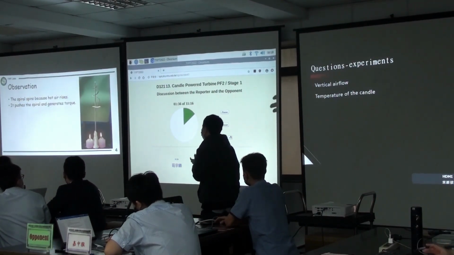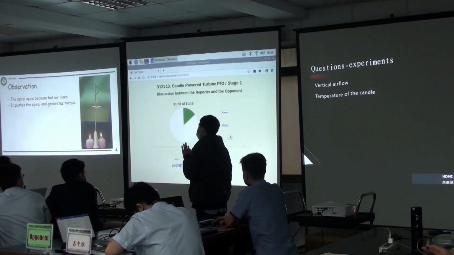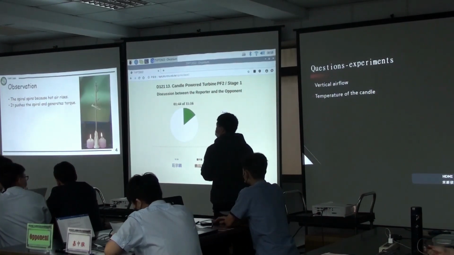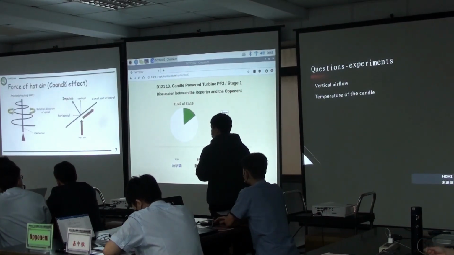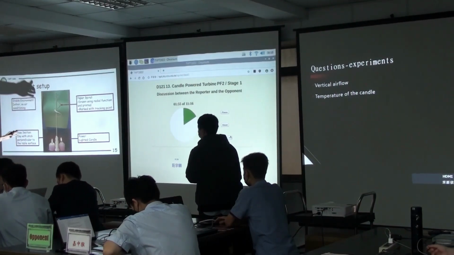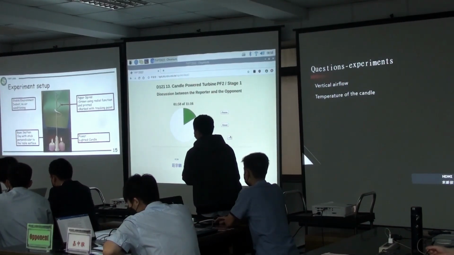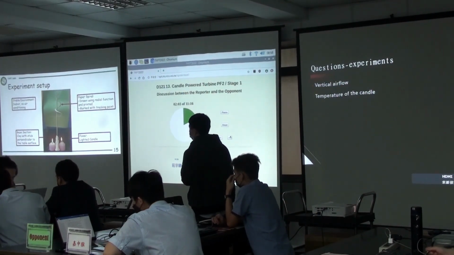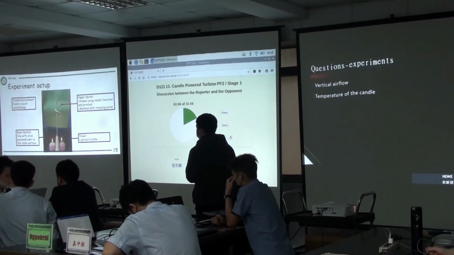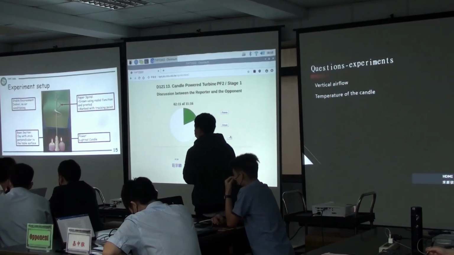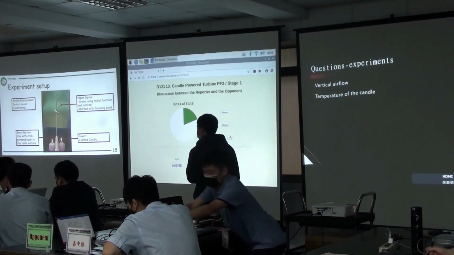And the next question is whether the temperature of the candle will influence the experiment. I believe that the candle serves more like a power source, so whether it's hot or cold would not affect it, unless you want to consider that if it is too hot, the shape of the paper will change.